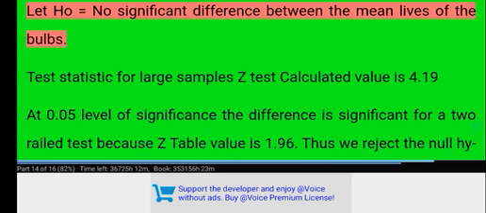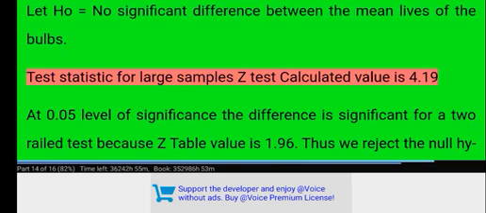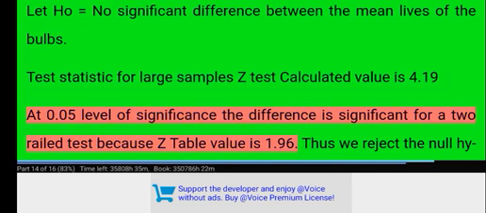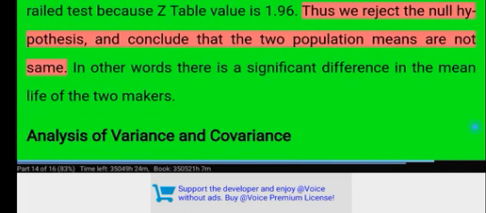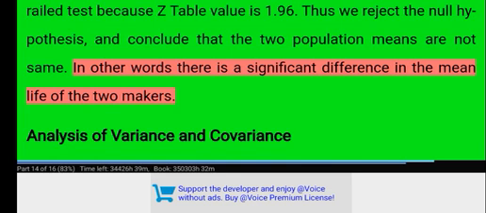Let H0: no significant difference between the mean lives of the bulbs. Test statistic for large samples. Z-test calculated value is 4.19. At 0.05 level of significance, the difference is significant for a two-tail test because Z table value is 1.96. Thus we reject the null hypothesis, and conclude that the two population means are not same. In other words, there is a significant difference in the mean life of the two makes.